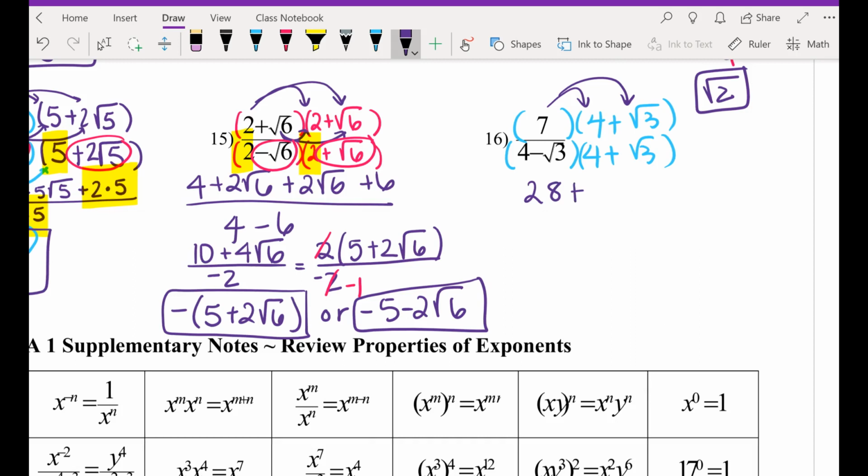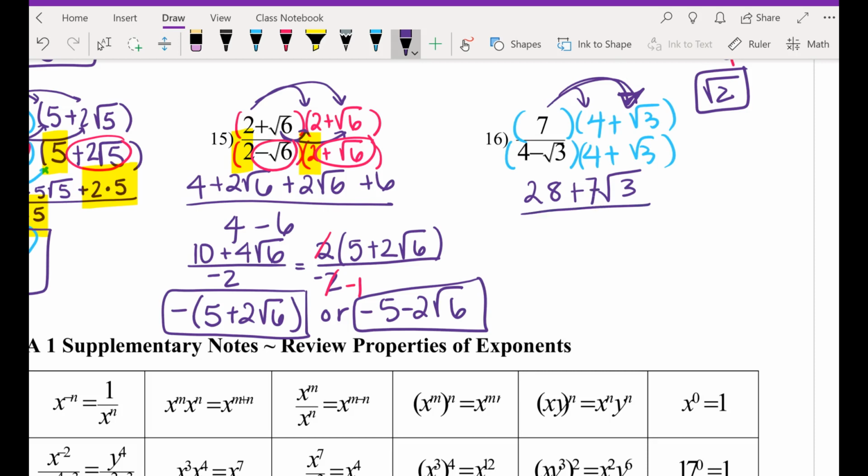One more time. 7 times 4 is what, Gemma? Good. 7 times rad 3 is what? You can't multiply radical and non-radical. Much better. 7 rad 3.